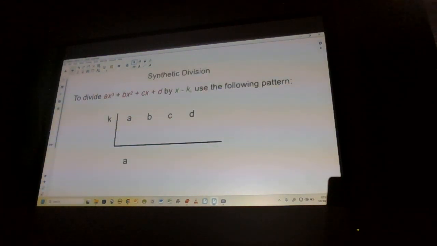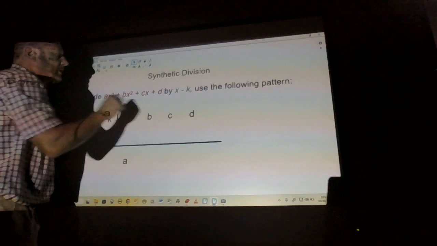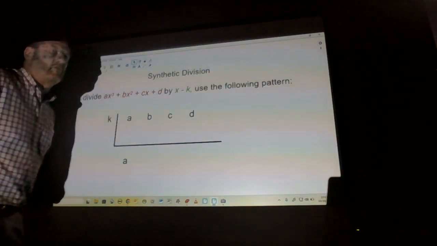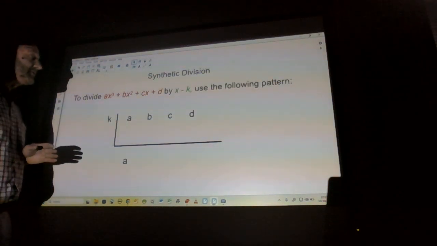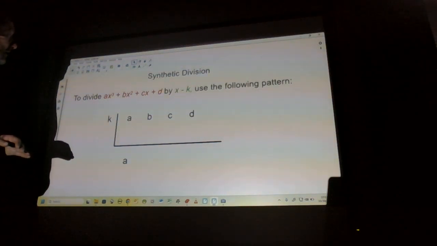Okay, synthetic division. Synthetic division can only be used when you are dividing by something of the form x minus k. So it could be x minus 2, x minus 5, it could be x plus 3. But if there's an x squared or an x cubed in there anywhere, you cannot do synthetic division.